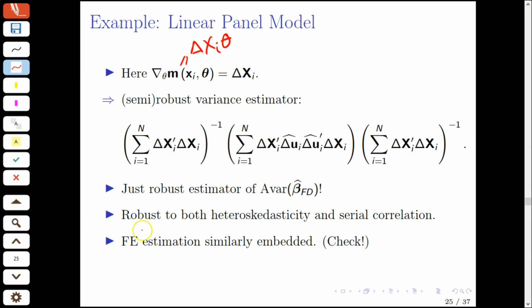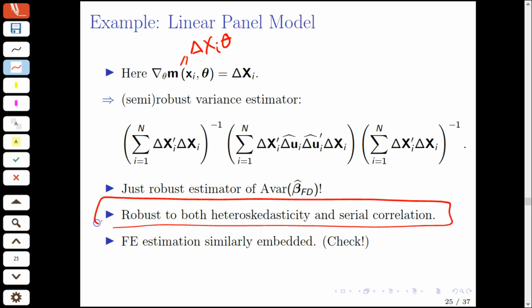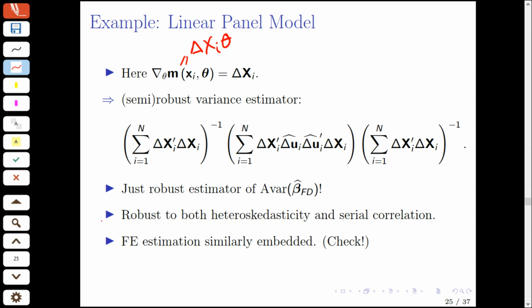Note here that robust in this current setting means robust to both heteroscedasticity and serial correlation. So here serial correlation plays the role of cross-equation correlation. One may similarly look at the fixed effects estimator and show that it can be embedded in the current framework. And I highly encourage you to go through that example on your own in order to check that you understand the various steps involved.